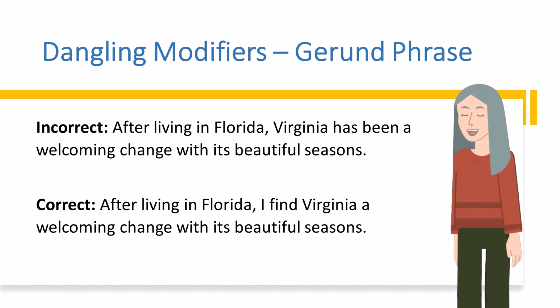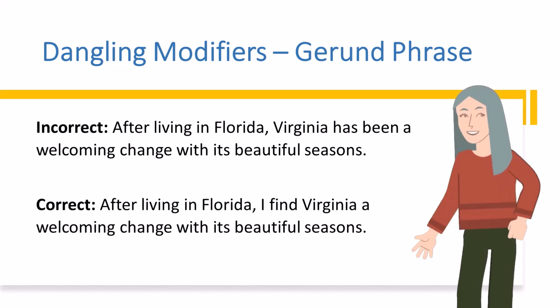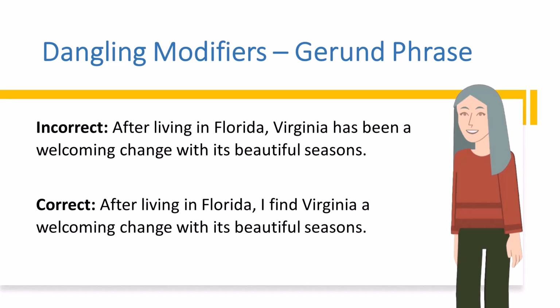After living in Florida, I find Virginia a welcoming change with its beautiful seasons. In this sentence, the subject I connects the modifier, after living in Florida, to the main clause. It means that I lived in Florida. Virginia did not live in Florida.